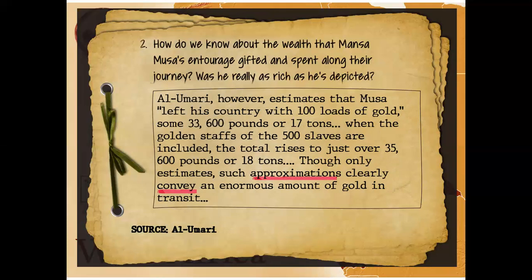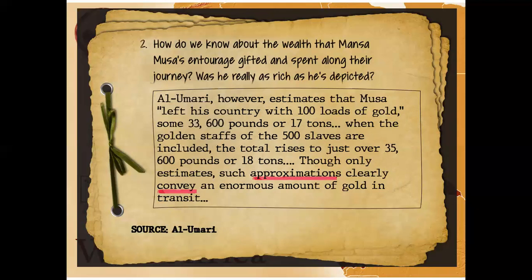Al-Umari, however, estimates that the Musa left his country with 100 loads of gold, some 33,600 pounds, or 17 tons. When the golden staffs of the 500 slaves are included, that total rises to just over 35,600 pounds, or 18 tons. Though only estimates, such approximations clearly convey an enormous amount of gold in transit.